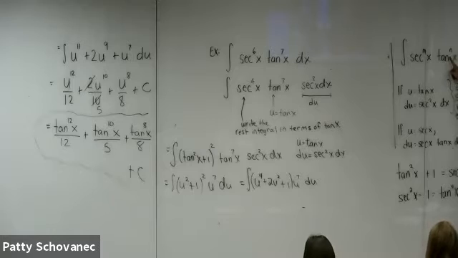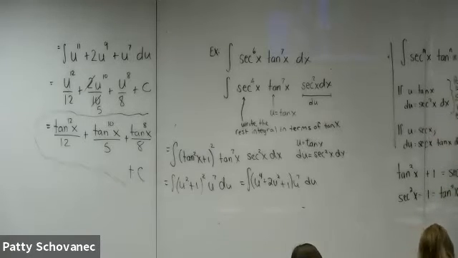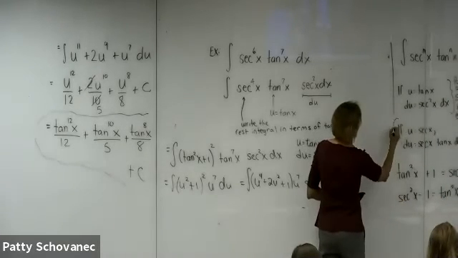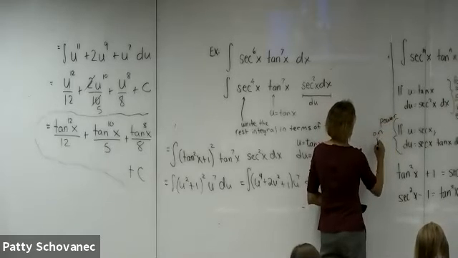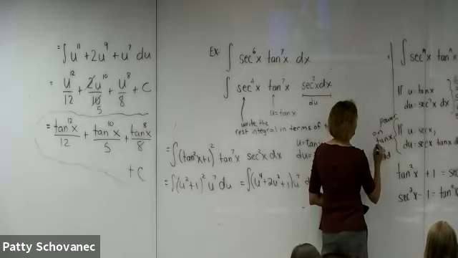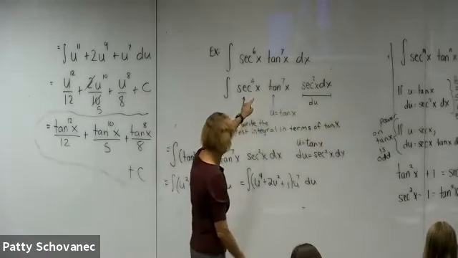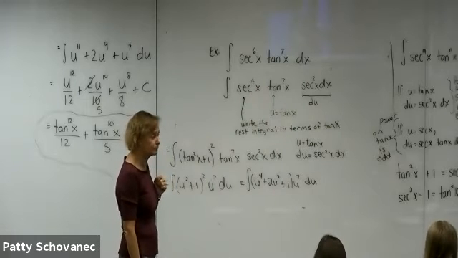If the power on tangent is odd, then I can pull out a secant tangent. That leaves me an even power of tangent to be substituted out with this. So if the power on tangent is odd, this one will work. We had that case with this example, so let's do it another way, with the secant tangent as the du.